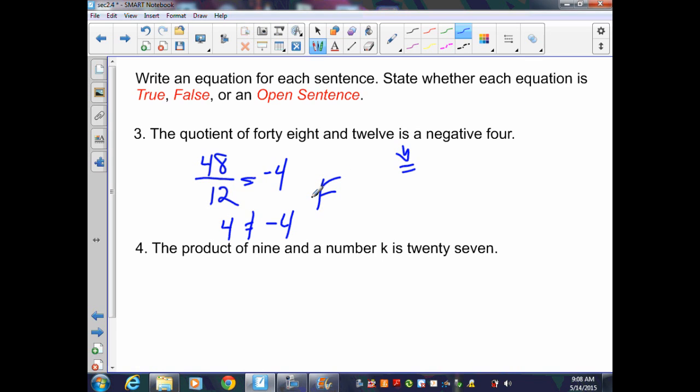Number 4, the product of 9 and a number k is 27. Product means to multiply. 9 times k. Again, we could use parentheses, but since it's a variable, we don't need to. We just pronounce that 9k, which means multiplication. Is, again, is means equals 27. On the left side of my equal sign, I have 9k, which is a variable expression. On the right side, a numerical expression. I cannot determine the truth or falseness of this situation. Therefore, this is an open sentence.